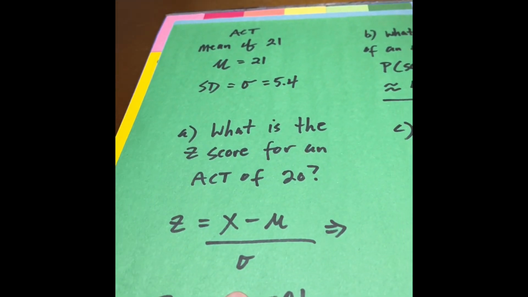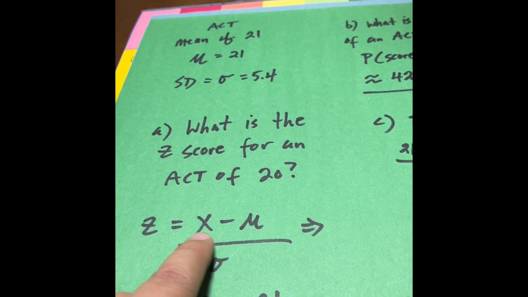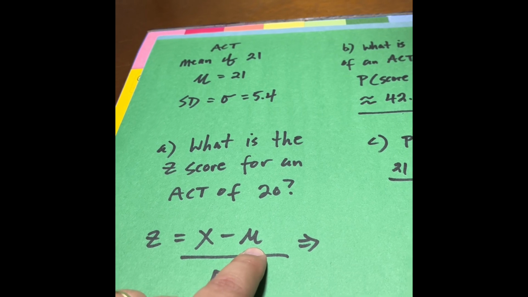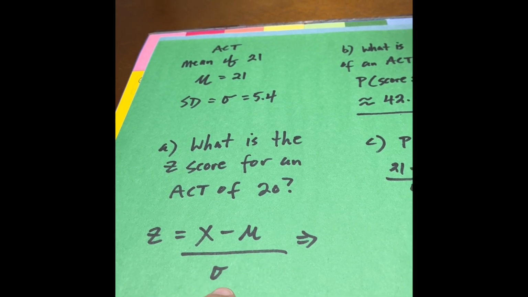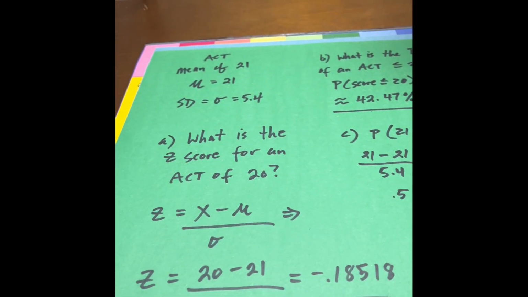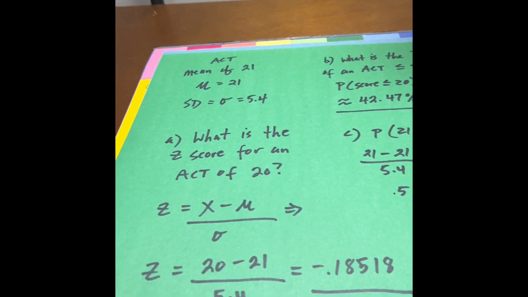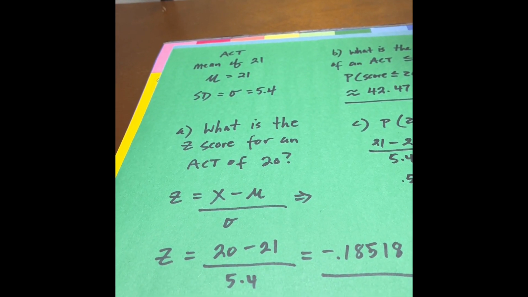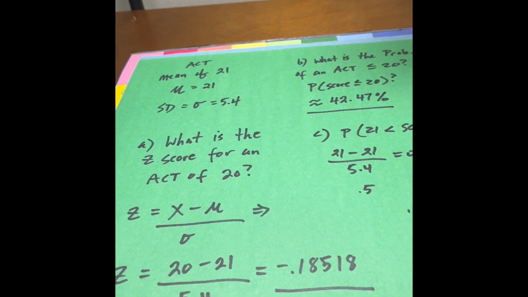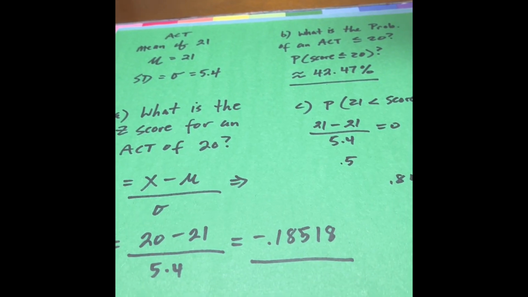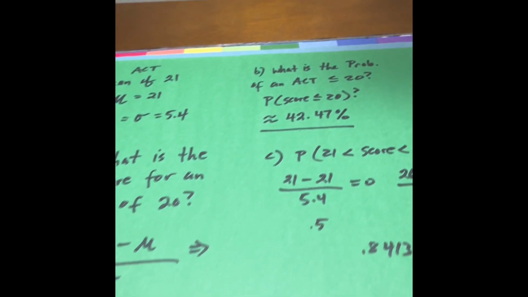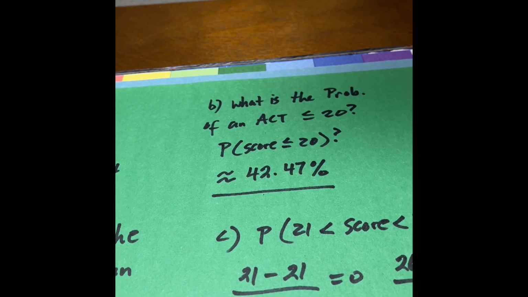So you use this formula. The z-score is equal to the value, the score of 20, minus the mean, which is 21, divided by 5.4. So if you plug that in here, you get this. So that's the z-score for that. So that's question A. What is the z-score for an ACT of 20? You just plug 20 into this formula. So 20 minus 21 divided by 5.4 is negative 0.18518.